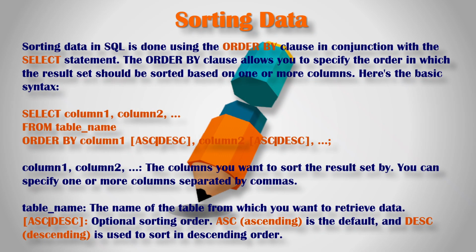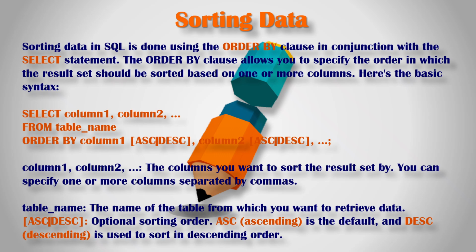Sorting data in SQL is done using the ORDER BY clause in conjunction with the SELECT statement. The ORDER BY clause allows you to specify the order in which the result set should be sorted based on one or more columns. Here's the basic syntax.